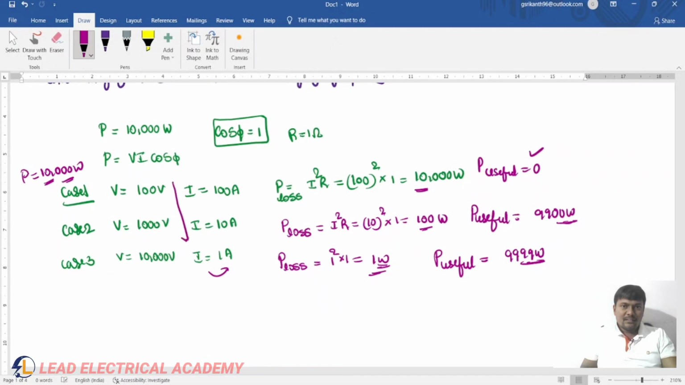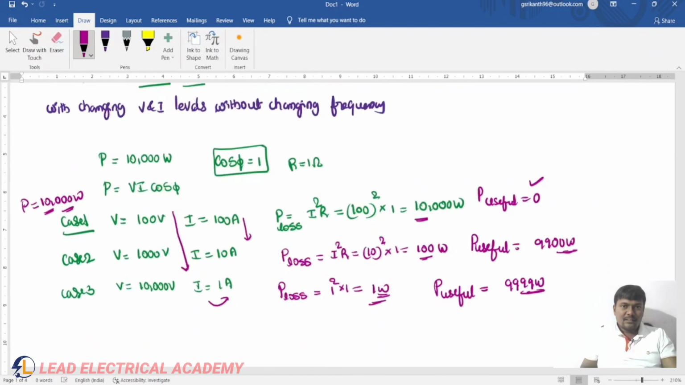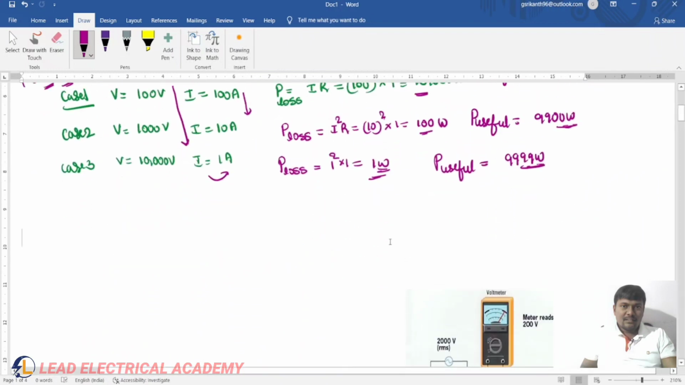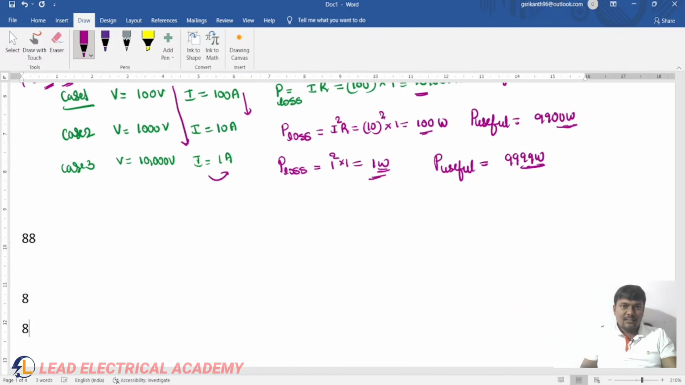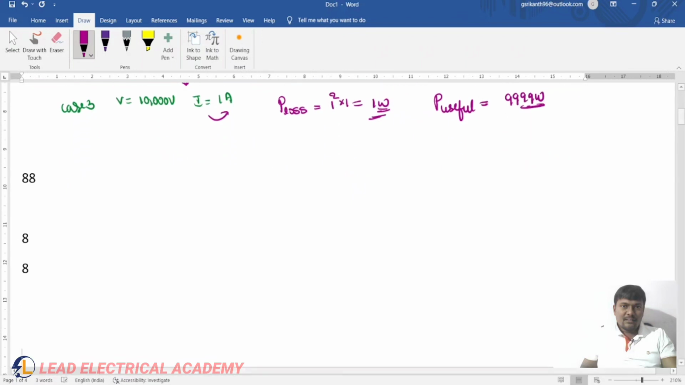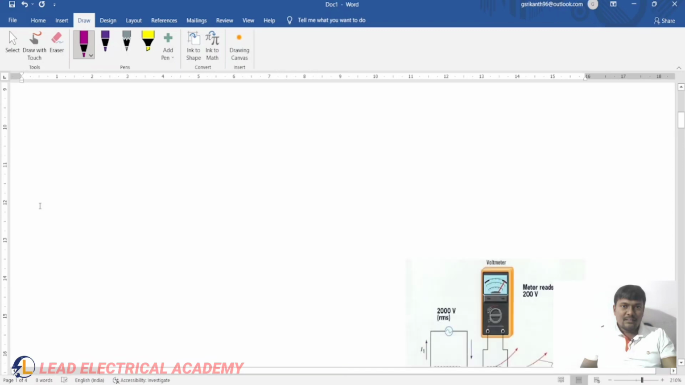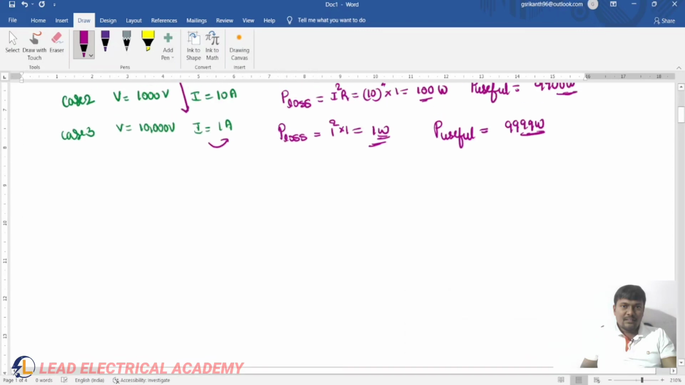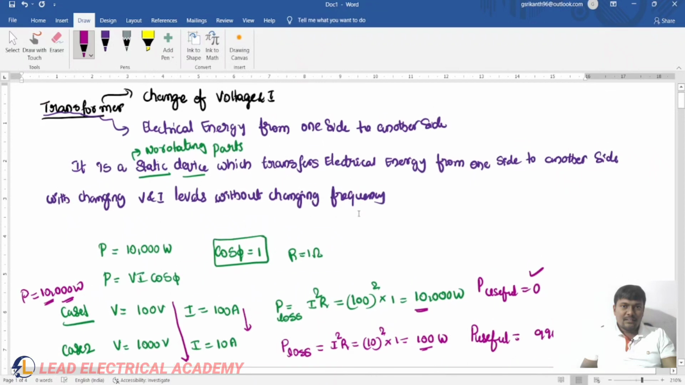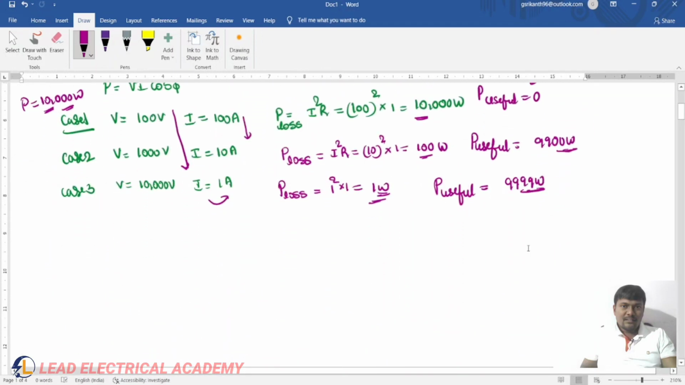In order to increase the voltage and decrease the current, we require one device. That device is called the transformer. So a transformer is a static device which transfers electrical energy from one side to another side without changing frequency and with changing voltage and current levels. That's why we require a transformer, in order to reduce the transmission losses.